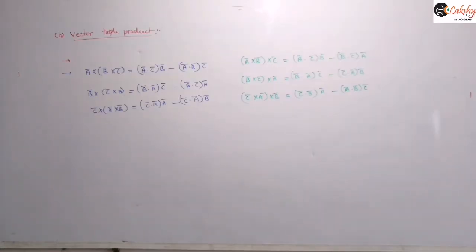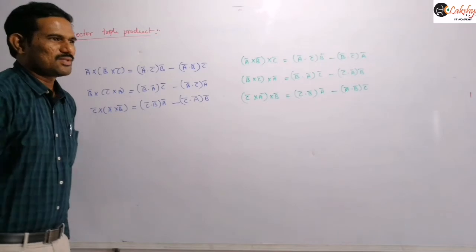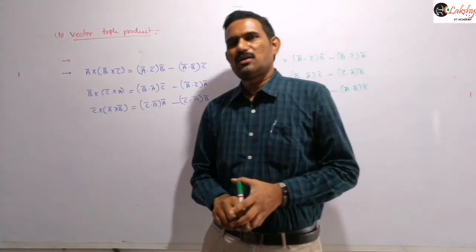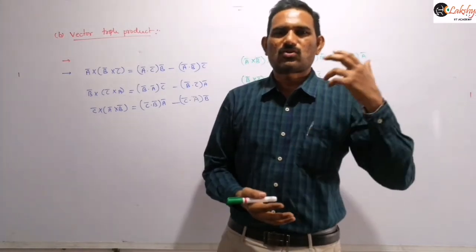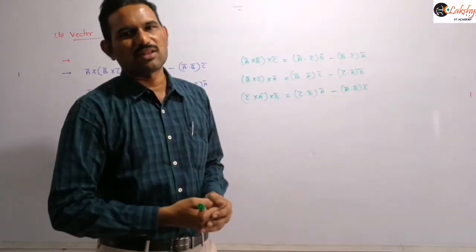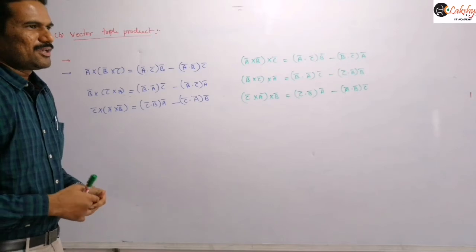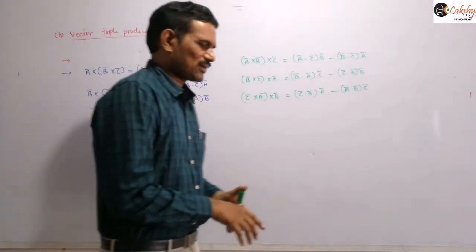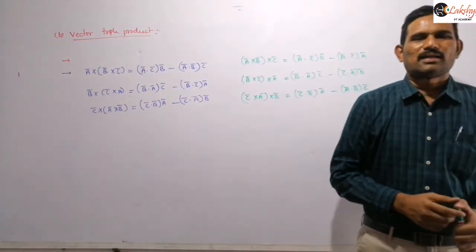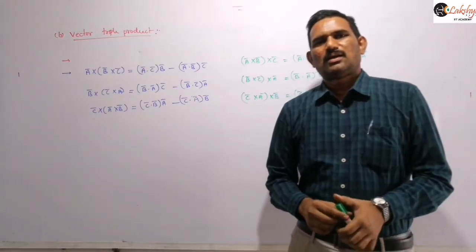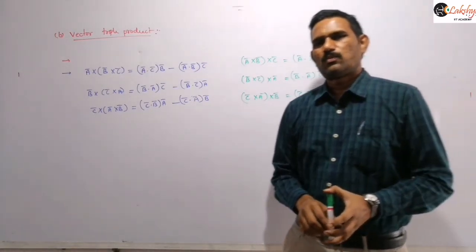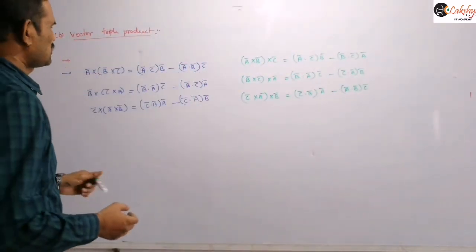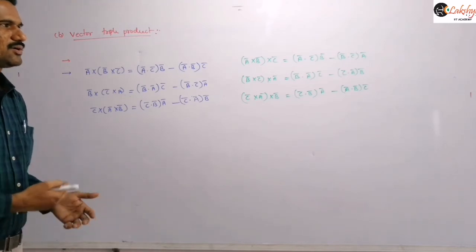So next let us look at the vector triple product. As we discussed, there are the scalar triple product and the vector triple product. In the vector triple product, the product of three vectors gives another vector. If the product of three vectors gives another vector, then it is called vector triple product.